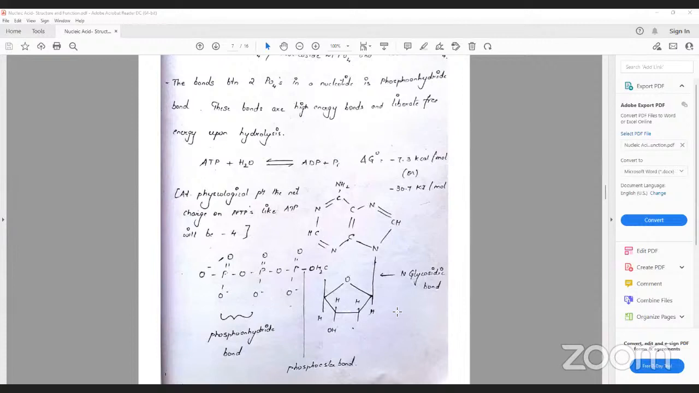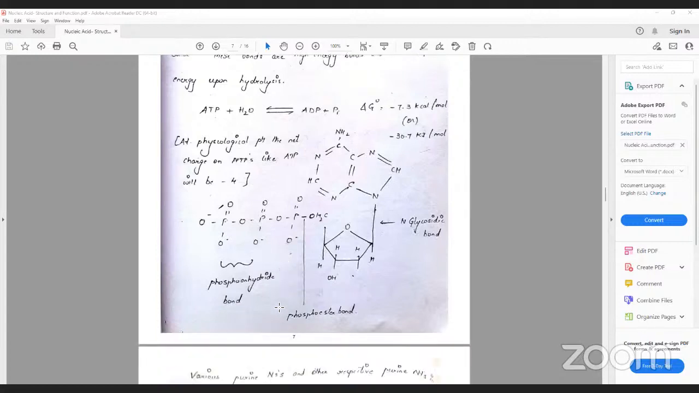But in the course of polymerization, one of the phosphate groups will again be linked in formation of a bond. So therefore, it becomes -3 at the end.